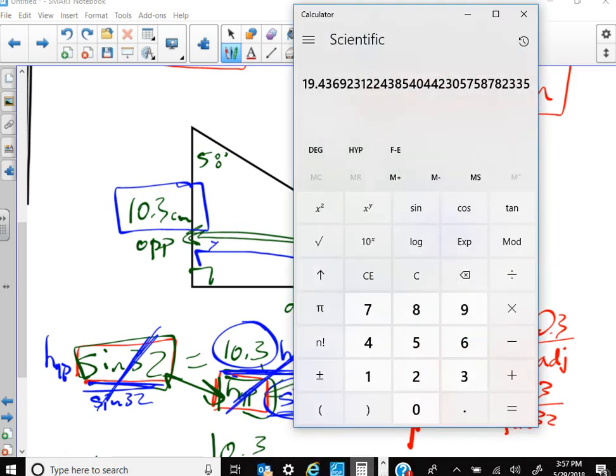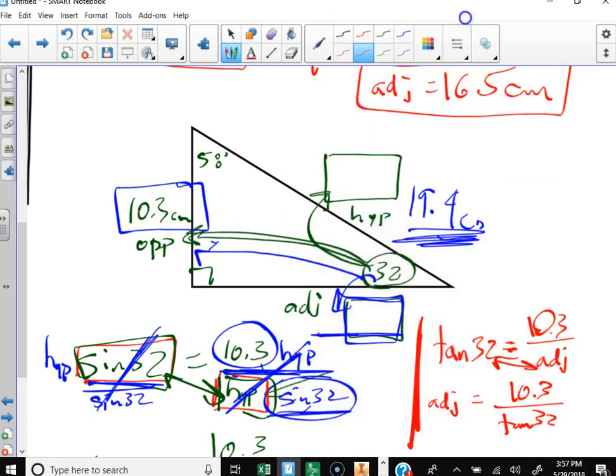Punch that into a calculator. 10.3 divided by tangent of 32 equals 16.5, 16 or so. So the adjacent comes out to be 16.5 centimeters, and that is what we said earlier as well. So there's an example of how to do the problem either way, depending on what you're given.